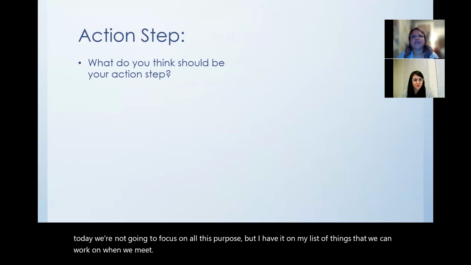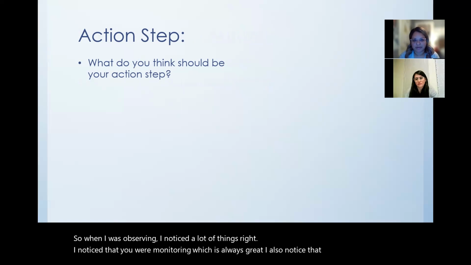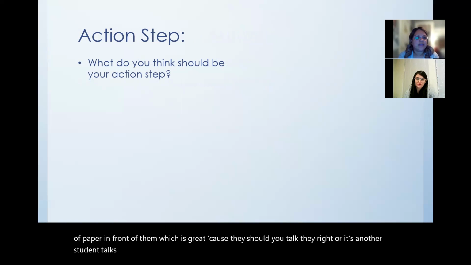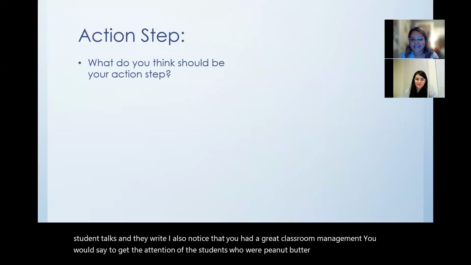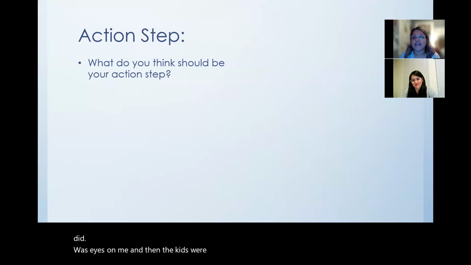So when I was observing, I noticed a lot of things, right? I noticed that you were monitoring, which is always great. I also noticed that every kid had a piece of paper in front of them, which is great because they should. You talk, they write, or another student talks and they write. I also noticed that you had great classroom management. To get the attention of the students, you said peanut butter, and they said jelly, and then the whole room was quiet. That was a good one. And then the next one was eyes on me, and the kids said eyes on you, and you had their attention.